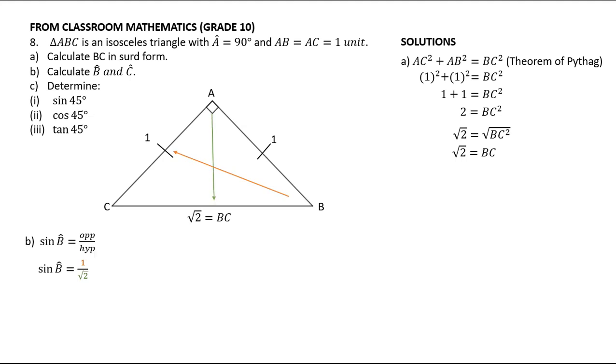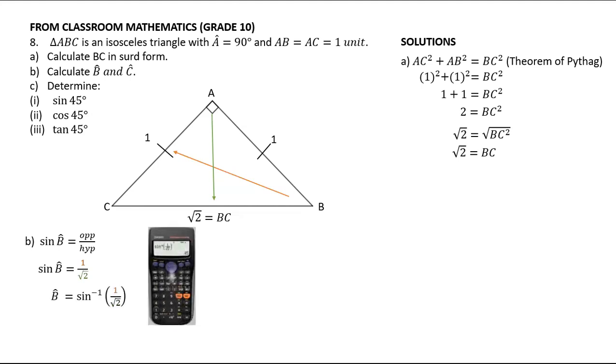Now, all I have to do for me to calculate angle B, I will simply apply the inverse function and find arc sine of 1 over the square root of 2, and that will simply give me 45. And that's how you calculate it in your calculator. When you punch it in the calculator, it'll simply tell you that angle B is equal to 45.